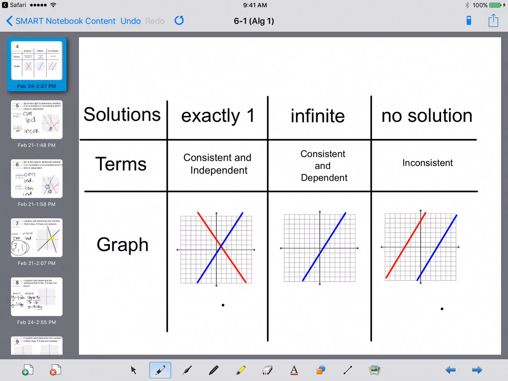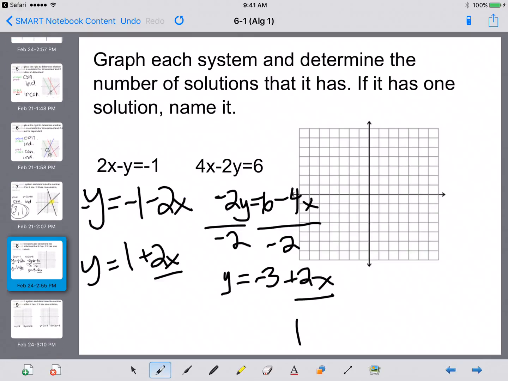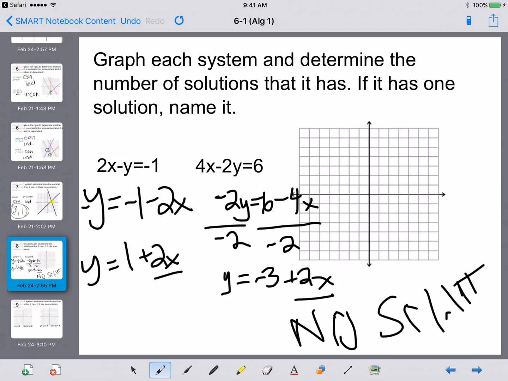So going back up here, when they're parallel, when they have the same slope, there's no solution. They're never going to cross each other. So this here is no solution. Wow, I really cannot write, but you know what I'm saying. There is none. There's no solution. They're never going to cross one another.